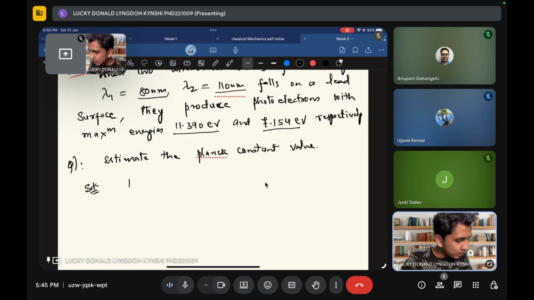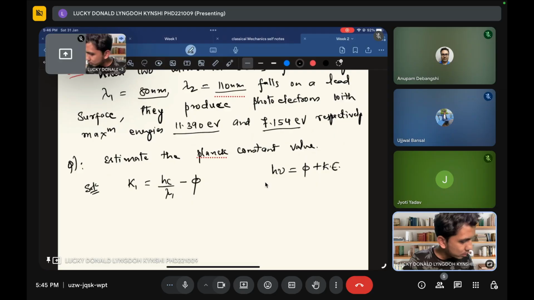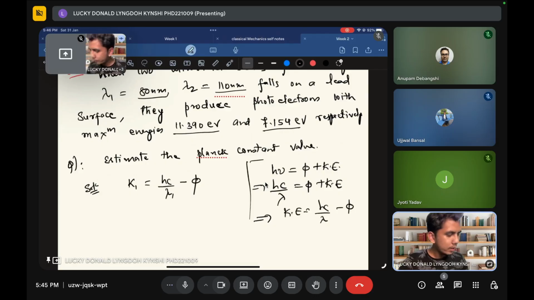Kinetic energy K1 is equal to hc by lambda 1 minus phi, which is the work function of your metal. That means hc by lambda is equal to phi plus kinetic energy, so h nu, which is hc by lambda, equals phi plus kinetic energy. So your kinetic energy is equal to hc by lambda minus phi. I have taken this from your standard photoelectric equation.